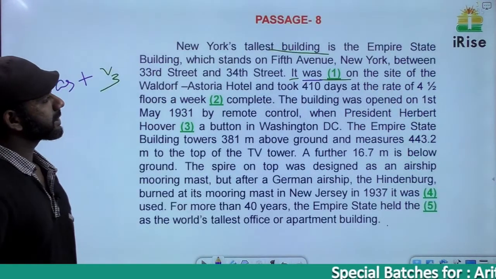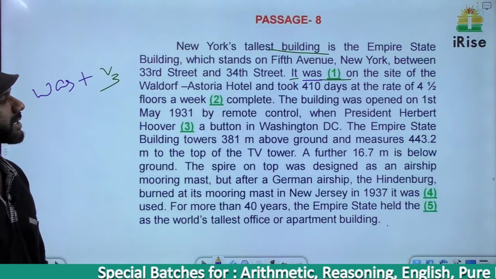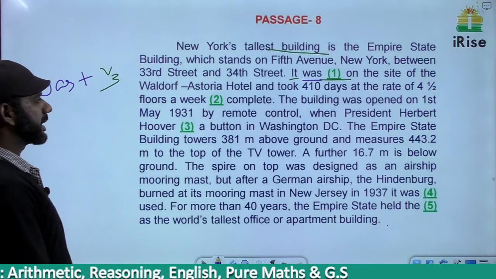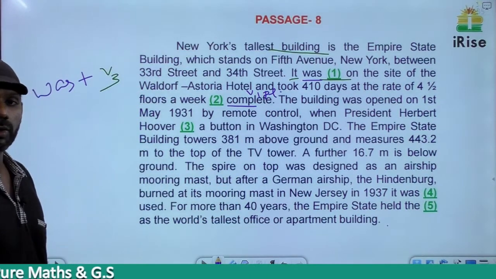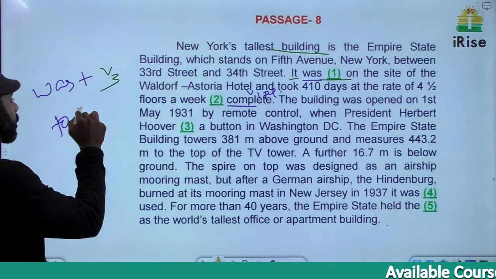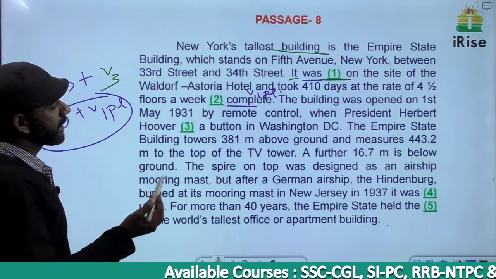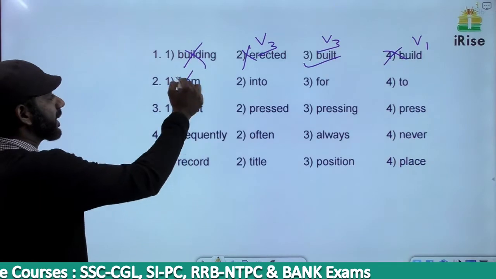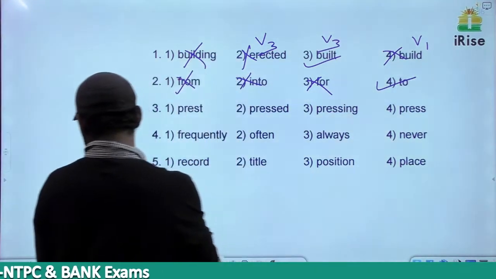It was built on the site of the Waldorf Astoria Hotel and took 410 days at the rate of 4.5 floors a week dash complete. Complete is V1 plural, because there is no S, no ES, no IS. Complete is V1 plural, and it is always to plus V1 plural. To plus V1 plural is termed an infinitive. So undoubtedly blank 2 must be filled with the preposition to. Nothing like from complete, into complete, for complete. For completion is correct. So the answer must be to complete.